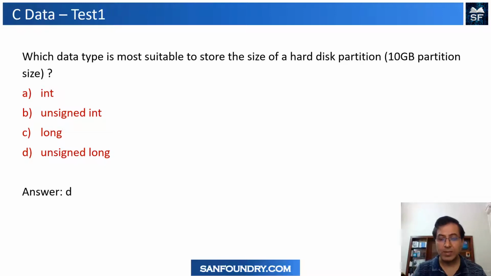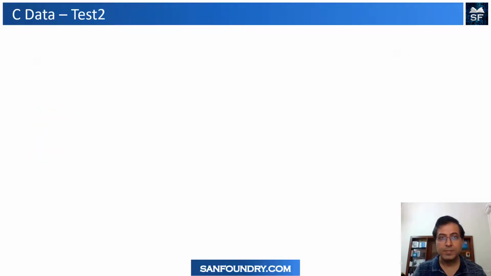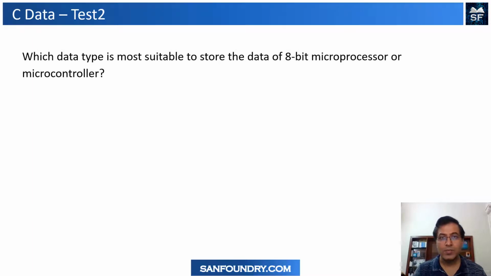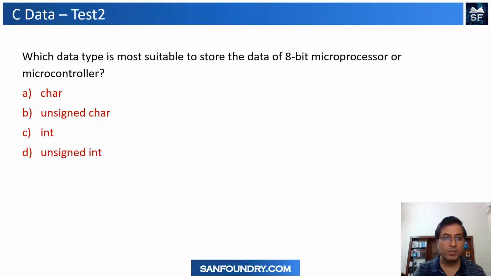Let's go to the second one. Which data type is most suitable to store the data of an 8-bit microprocessor or microcontroller? Char or character, unsigned character, integer, unsigned integer. Again, pause for 2 seconds. Note down your answer on a piece of paper. Okay, so the answer is B, unsigned character.